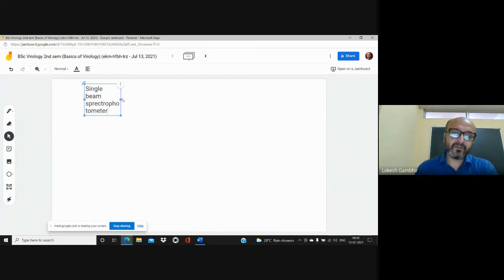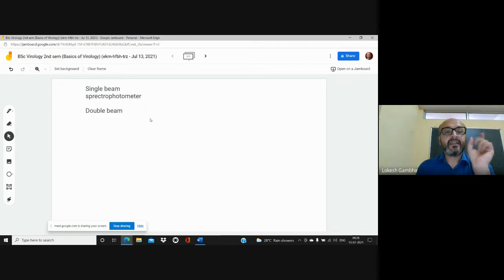There are two types that you should discuss in terms of instrumentation. First is single beam spectrophotometer. Next is double beam. Now, what is single beam and what is double beam? The name itself is defining. In single beam, we will be having a single ray of light in single beam form. In double beam, we should be having double beam.